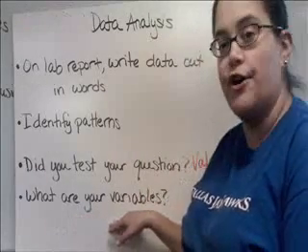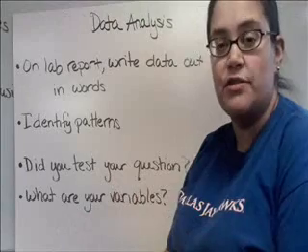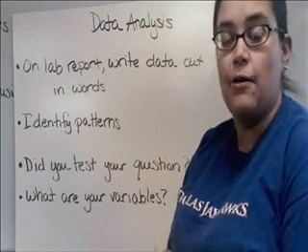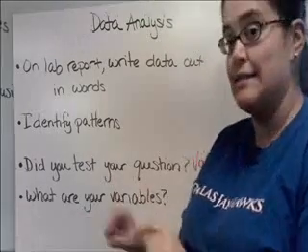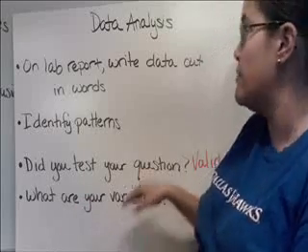And then next, what are your variables? What was your independent? What was your dependent? What are some constants? How are they related? So list out in sentence form, what are your variables?